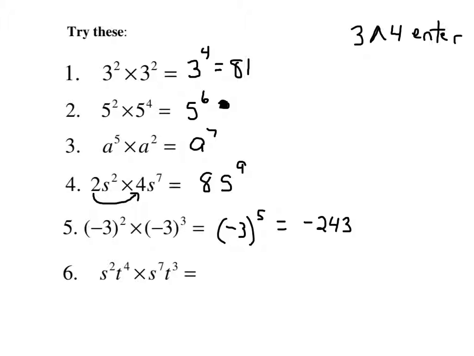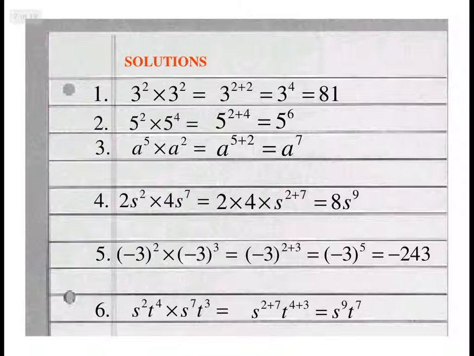And the last one, you're just going to add the exponents of the s. 2 plus 7 is 9. And for the t, 4 plus 3 makes 7. And you can go to the next and verify the answers.